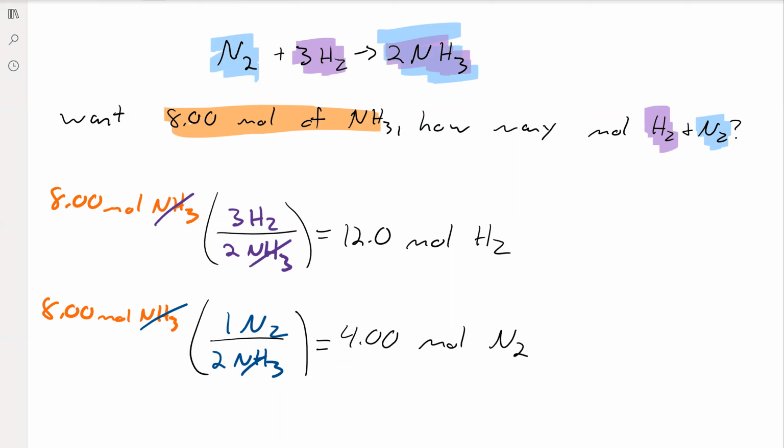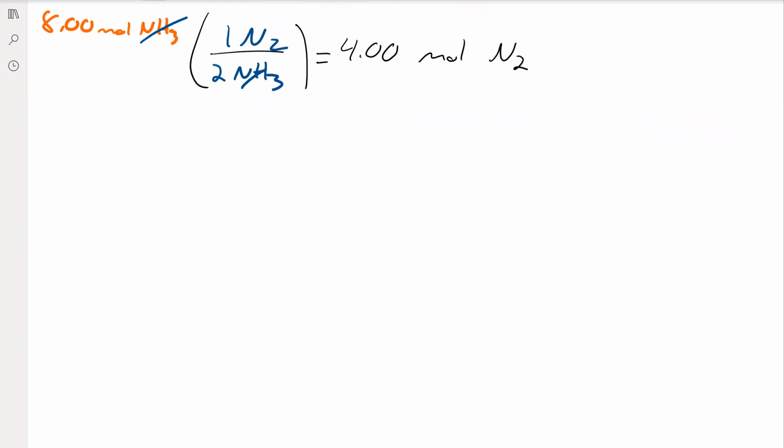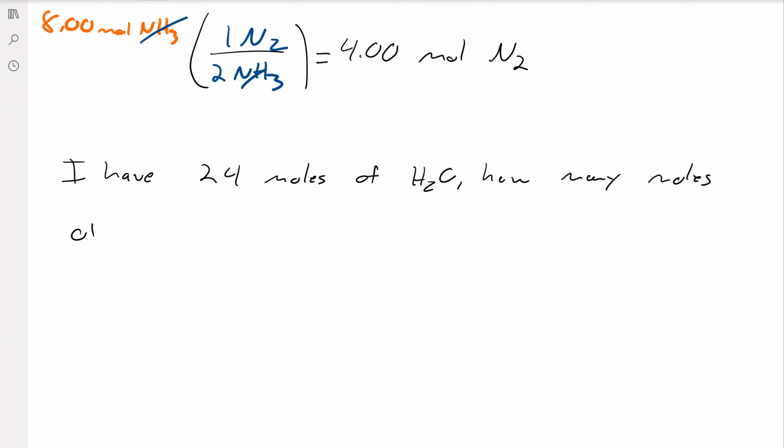So if we want 8 moles of ammonia, we need to combine 12 moles of H2 and 4 moles of N2. Let's take a look at another example. So this example says I have 24 moles of water. How many moles of SO2 and O2 do I need to fully react?